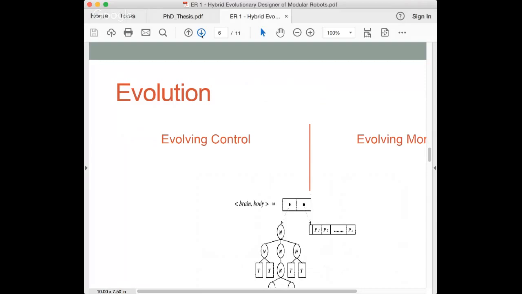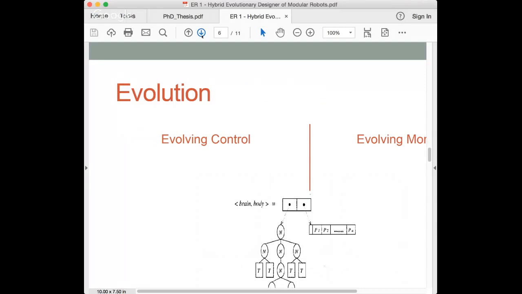Before talking about evolving control and evolving morphology, we need to mention that the initial set of robots is created at random, and each individual has its own unique brain and body value combination. The evaluation process is carried out by executing in simulation a brain on a corresponding body and measuring the fitness of this combination in a certain environment.